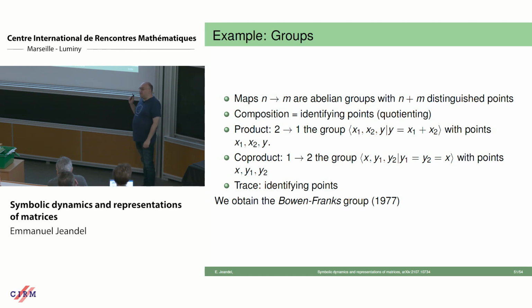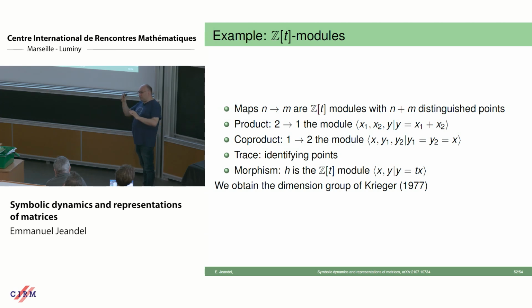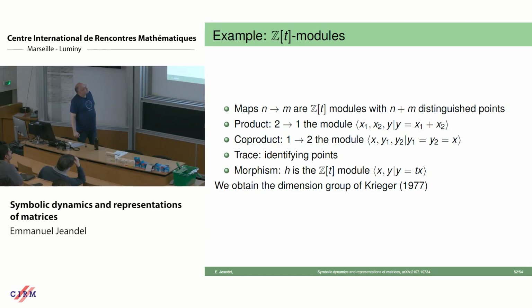And if I do this with something other than groups, for instance with semi-modules, if I take Z[t]-modules, it is exactly the same. Now my objects are not groups, they are Z[t]-modules. When I put them together, I have to quotient by what is put together. Then what I obtain is exactly the dimension group. So it works quite well, and we see that many classical invariants, not all of them, you can obtain using this approach. What is bad is that I did not find a new one, but I found many of the existing ones.